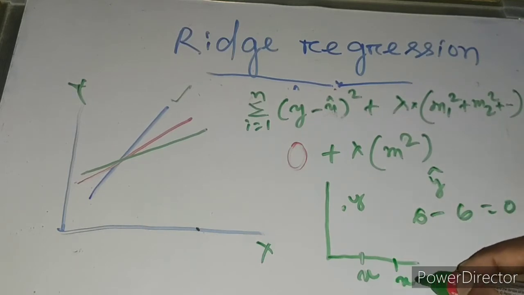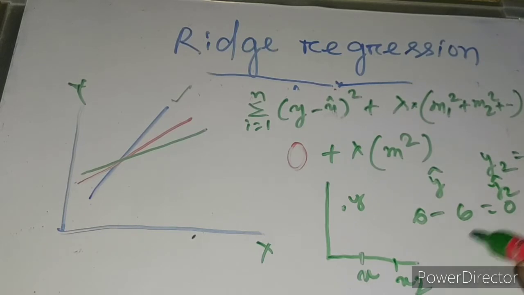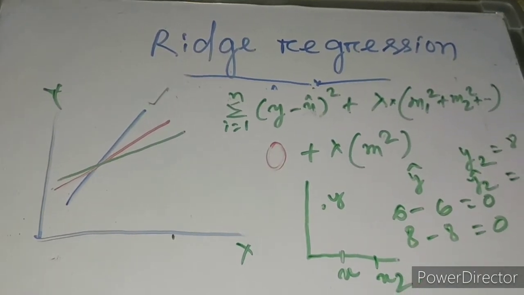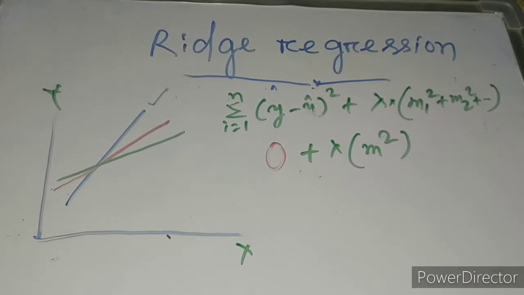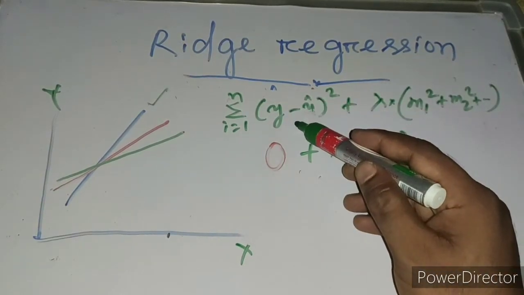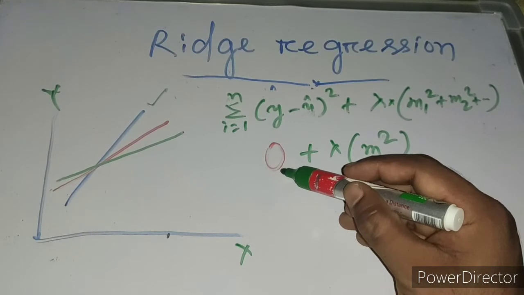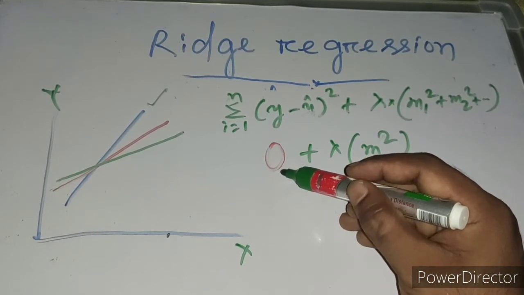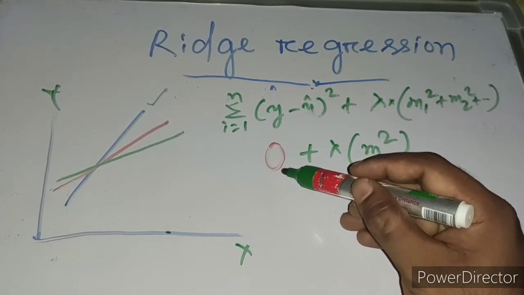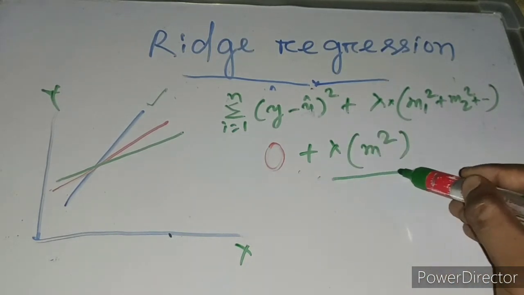For x2 we have received y2 as 8, and y cap 2 is also 8. So 8 minus 8 is also 0. Ultimately I am trying to say this sum of residuals turns into 0 when we get our best fit line. But as it is not fitting the test data set, that's why this additional term is added.